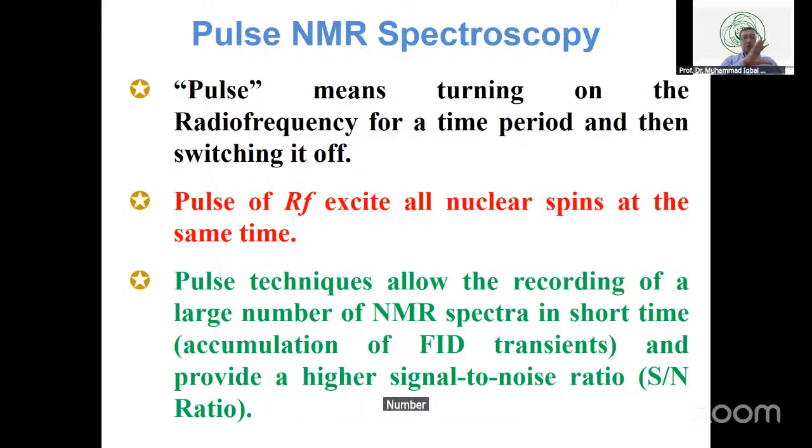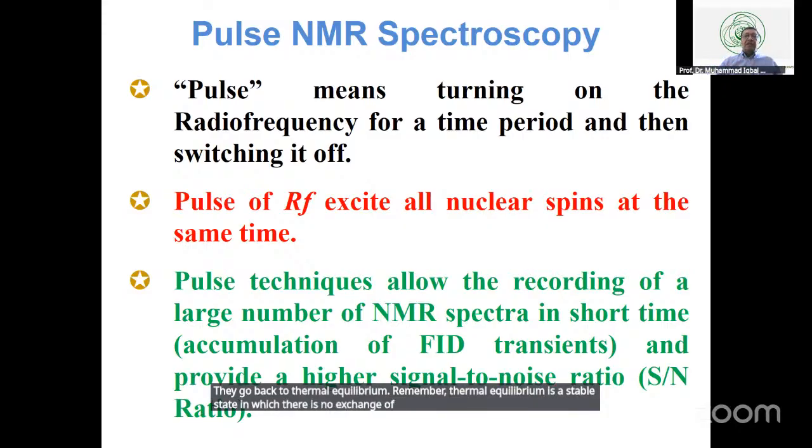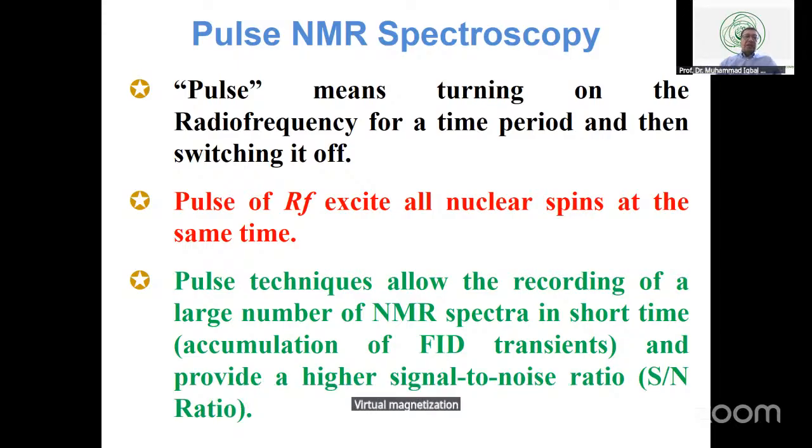Number one, you don't need to spend time. You just give a radio frequency pulse, excite them, record the relaxation. They go back to thermal equilibrium. Remember, thermal equilibrium is a stable state in which there is no exchange of energy taking place. It is an equilibrium state. It means that the bulk magnetization vector or net magnetization goes back to the Z axis.